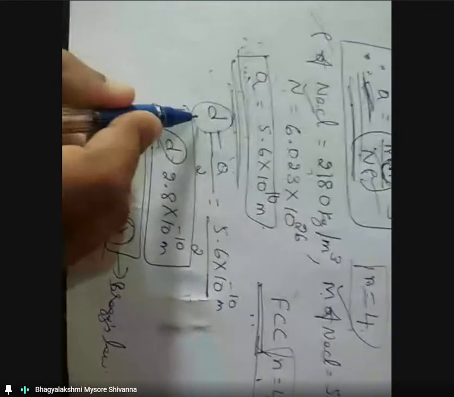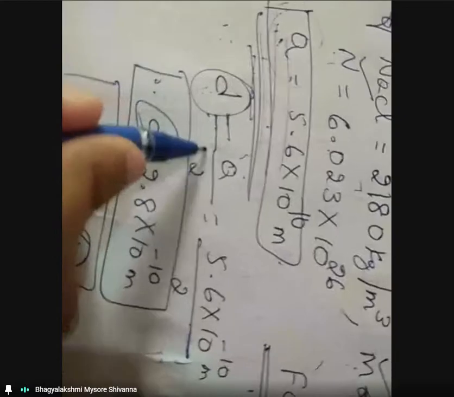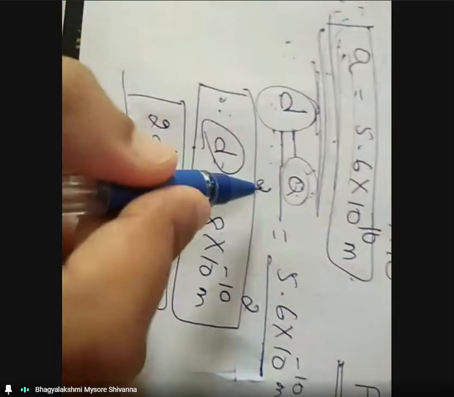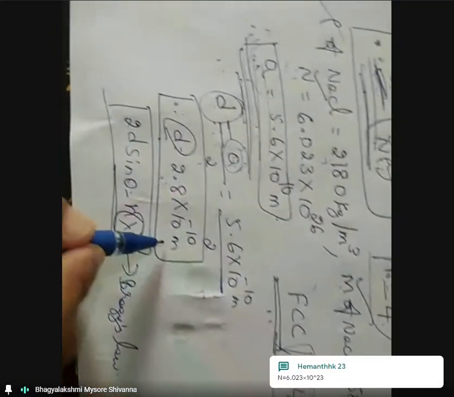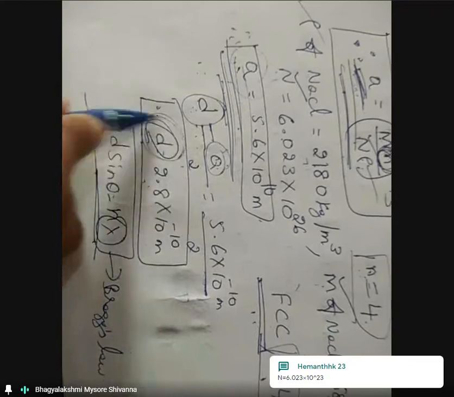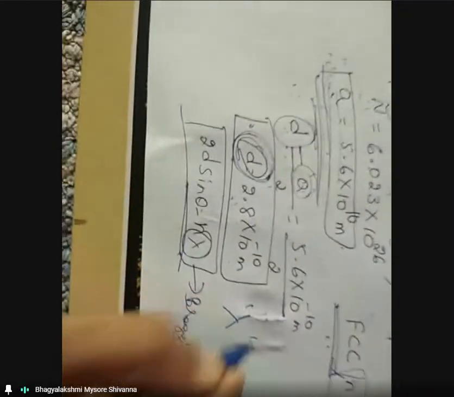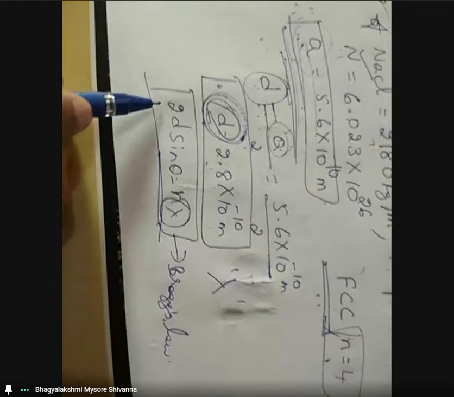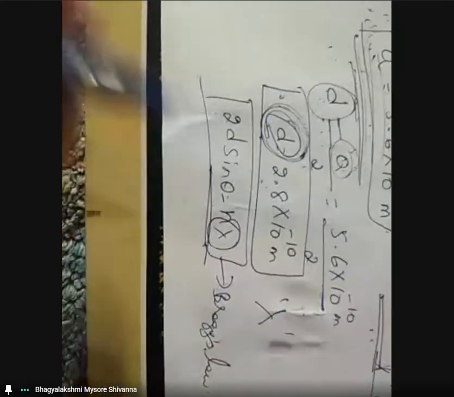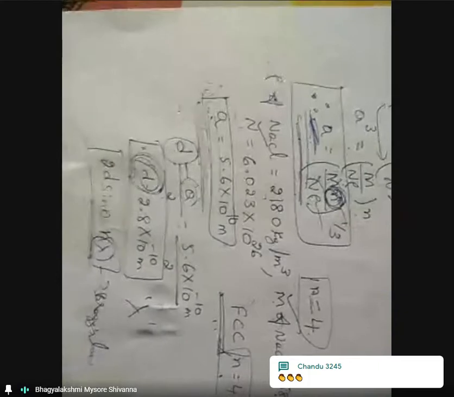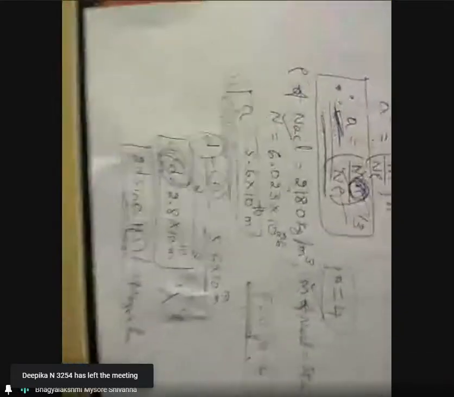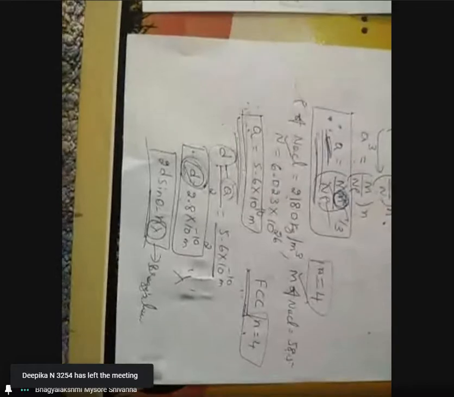So when we know the value of A, then the interplanar distance D can be easily found out. D is equal to A by 2. Substitute A divided by 2, half, means D is equal to 2.8 into 10 to the power minus 10 meter. Therefore, when we know the value of interplanar distance, then lambda can easily be calculated by using Bragg's law: 2D sin theta is equal to n lambda. So in this way, by using Bragg spectrometer, we find out the wavelength, and also we study the structure of many crystals. This is the importance of the Bragg spectrometer.